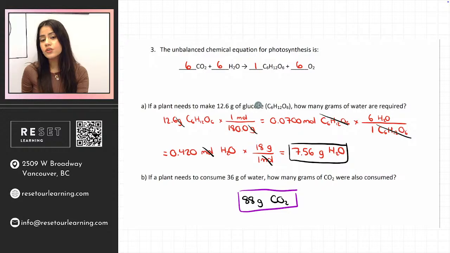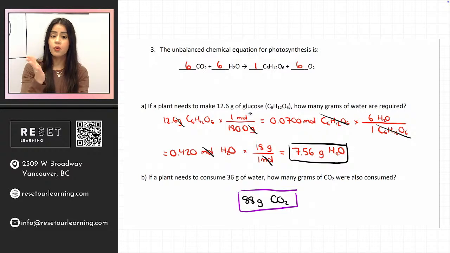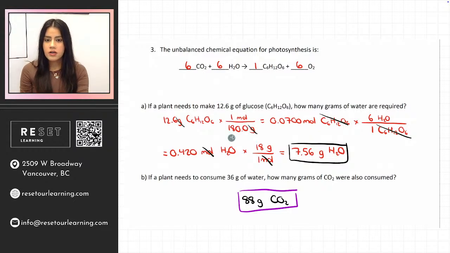When I calculated the molar mass of glucose, I got 180 grams per mole. Because they're asking us to go from mass to mole, I will have to convert glucose mass into moles, and then do my mole ratio. When I did that, I got 0.0700 moles. Now I can do my mole ratio, which is for every 1 glucose, I need 6 waters. It's asking us how many grams of water, so water will go on the top. So this becomes 6 H2O over 1 because we only have 1 here. This cancels. I got 0.420 moles of water.